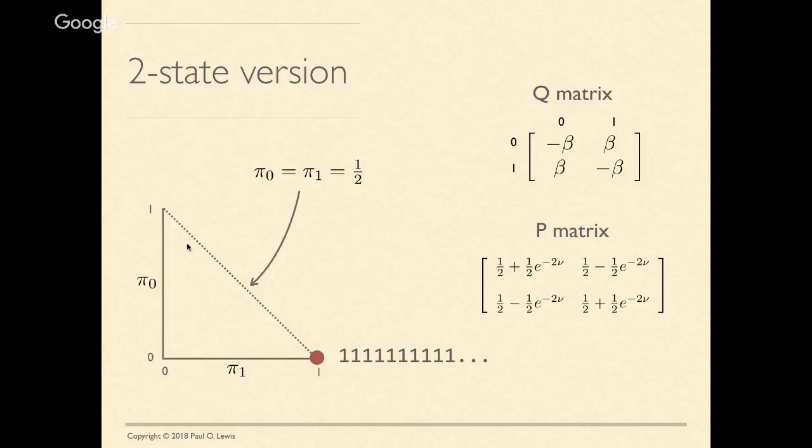So we have either zeros or ones. So our rate matrix is now just this very simple rate matrix, and here's the corresponding P matrix. It's simple enough that we can get formulas for these, but I want to show you basically how you would do this numerically as well.